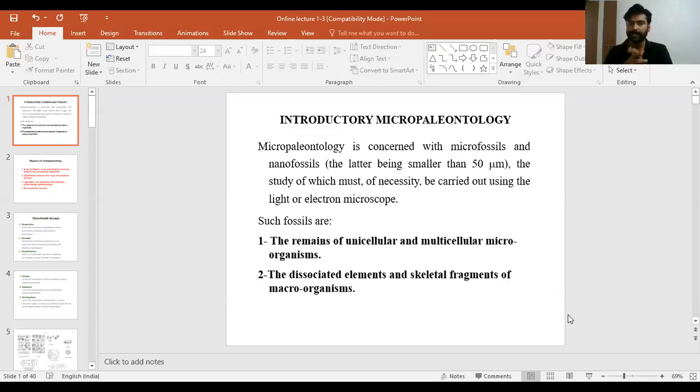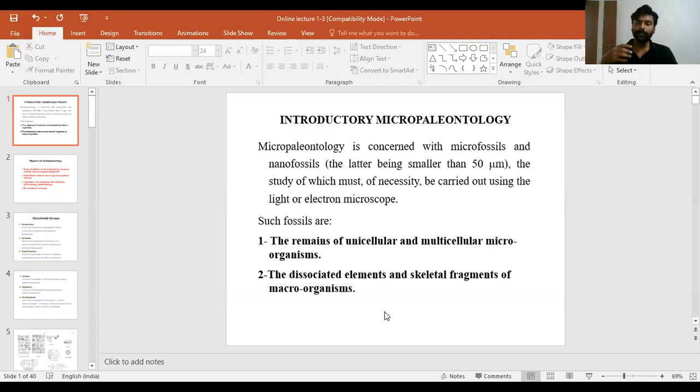dinoflagellate cysts, etc. These organisms range from unicellular to multicellular. So micropaleontology includes unicellular as well as multicellular organisms. If somebody asks you whether Foraminifera is unicellular or multicellular, you will answer that it is unicellular. But other microorganisms like ostracods are multicellular. In Foraminifera, these are typically unicellular organisms.